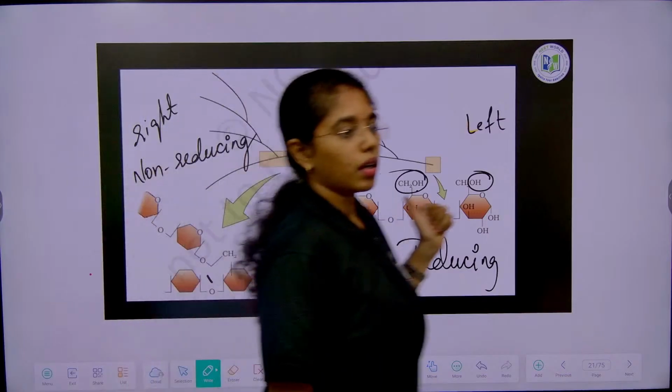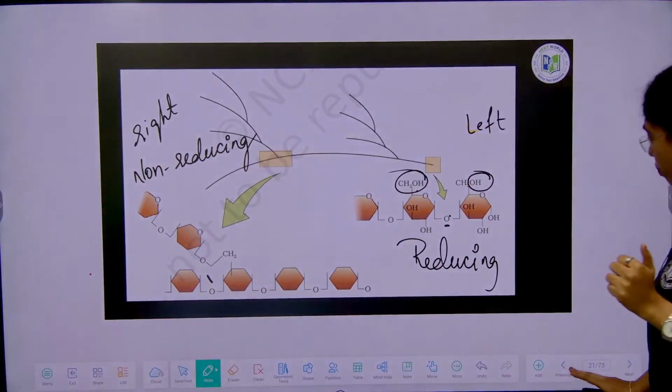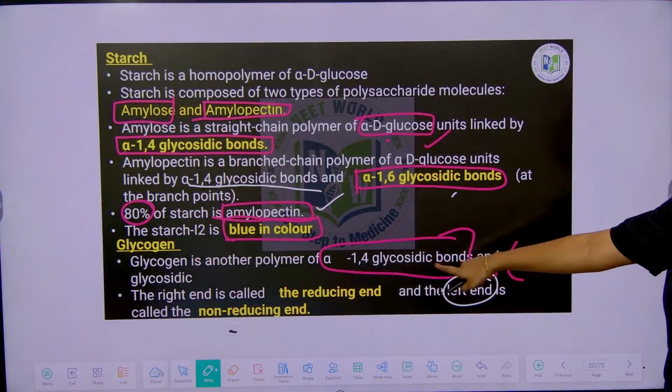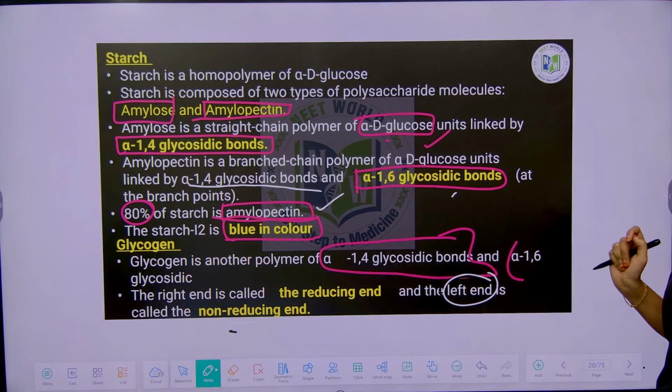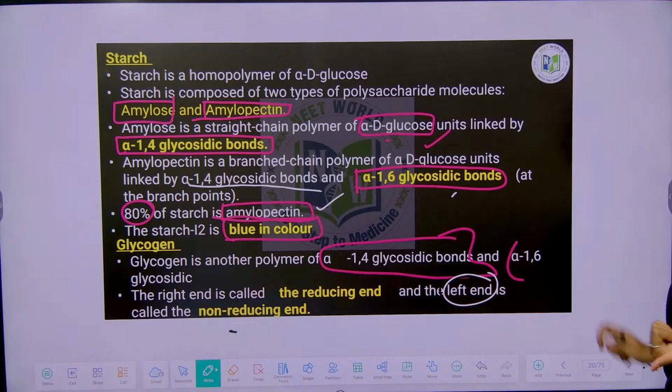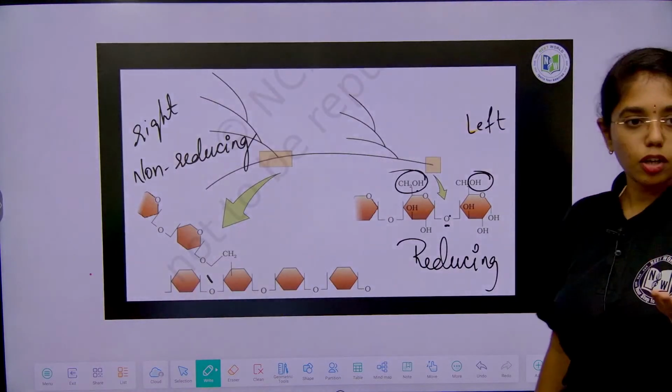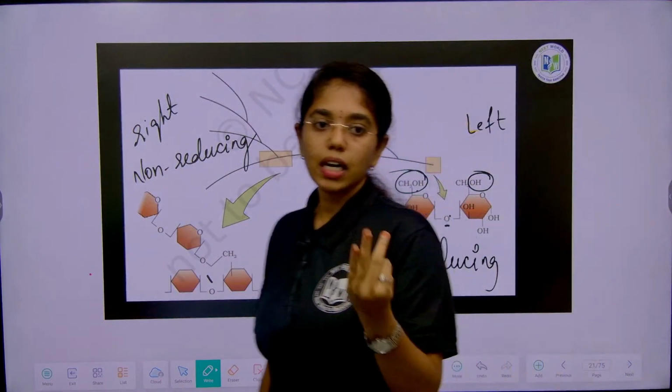right? Clear, no? And what type of bonds you can see in glycogen? Alpha 1,4 and alpha 1,6 glycosidic bonds. Clear with glycogen, everybody, right? So what we have learned? Cellulose, starch, glycogen.